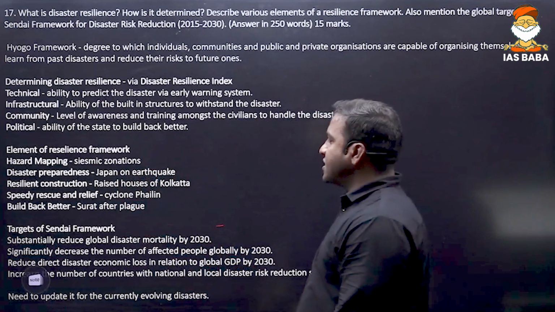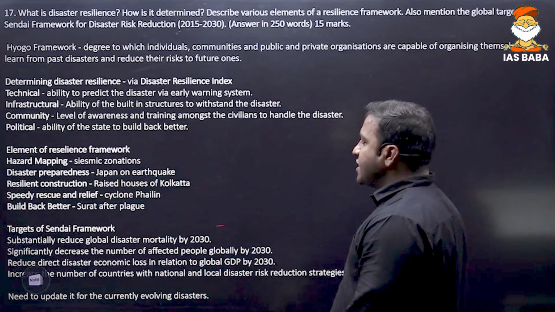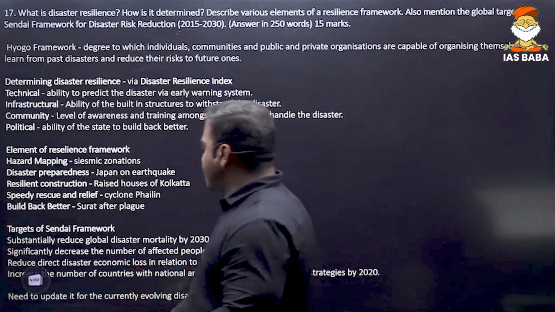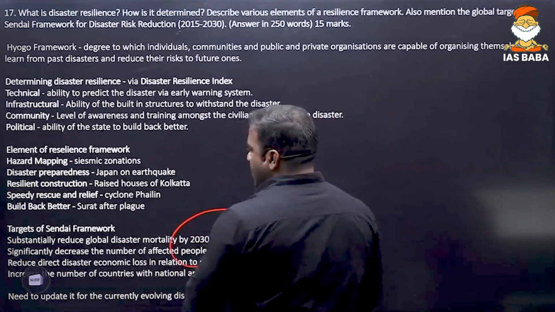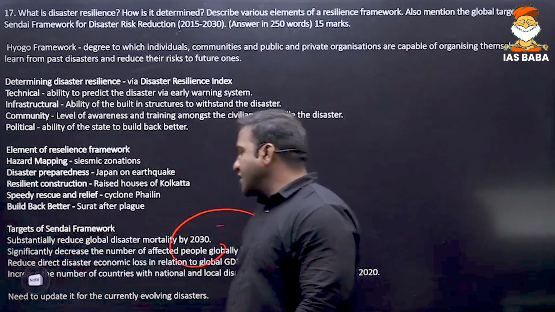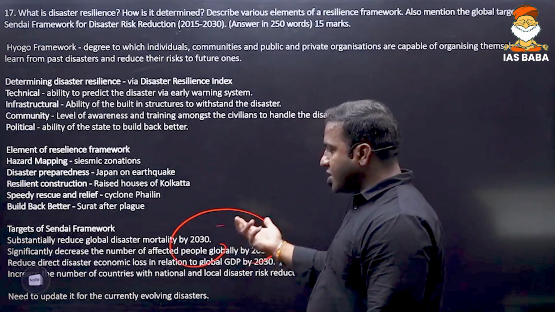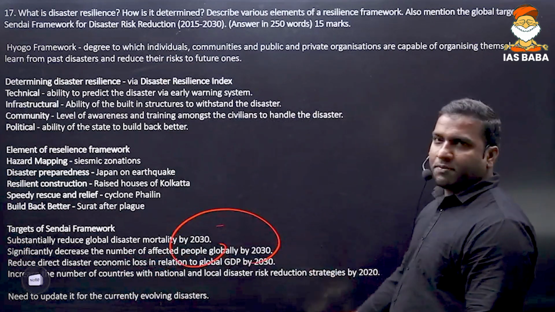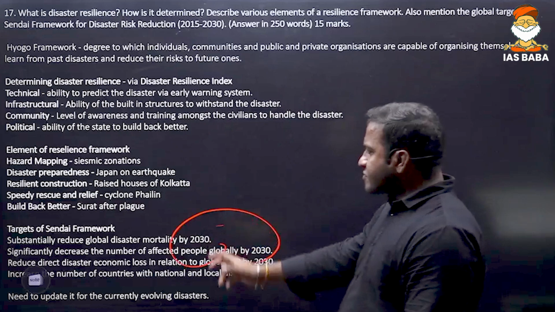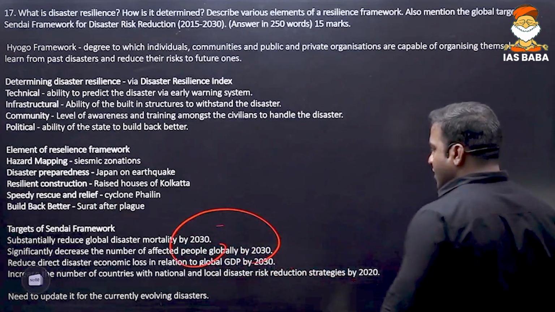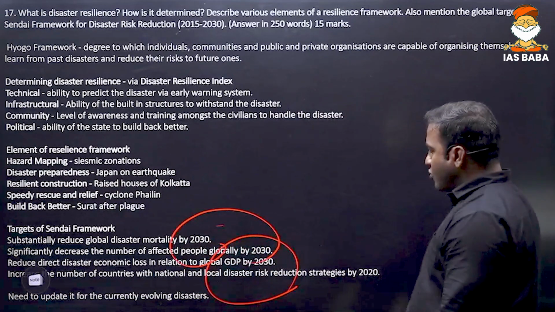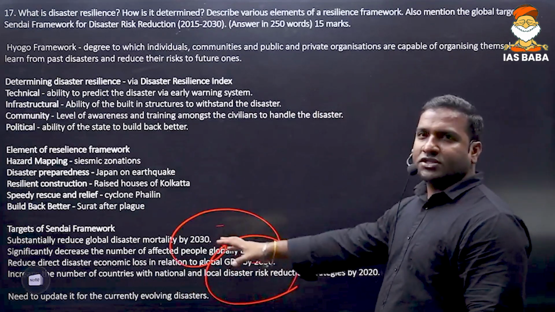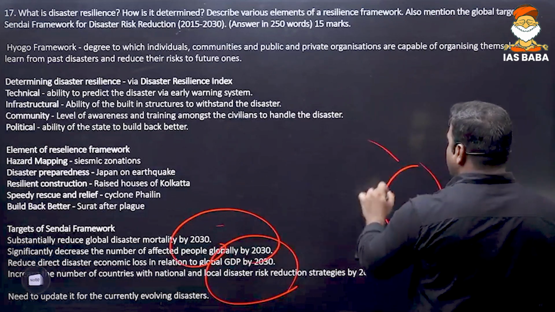Then targets of the Sendai Framework. Substantially reduce global disaster mortality by 2030. Friends, just remember this 2030. Substantially decrease the number of affected people globally, and reduce disaster economic loss in relation to global GDP by 2030. And increase the number of countries with national and local disaster risk reduction strategies. There are many more. You can just put a hub and spoke here and add as much as possible.